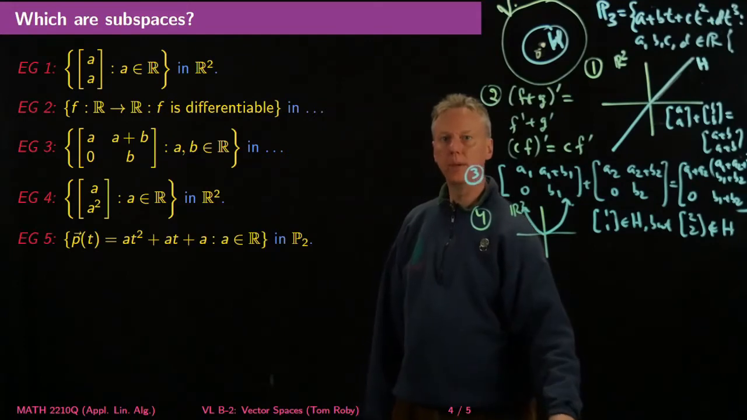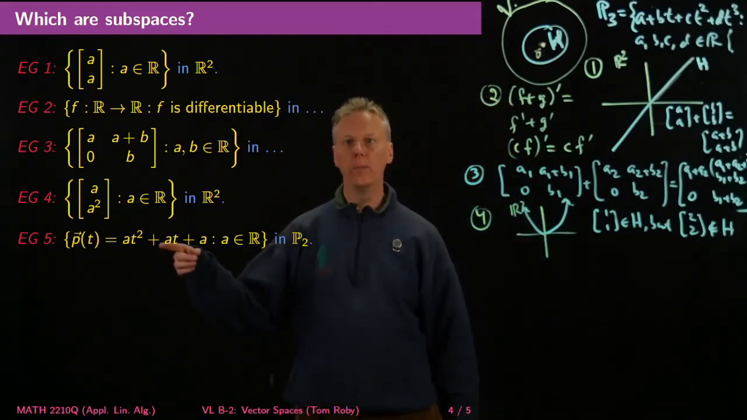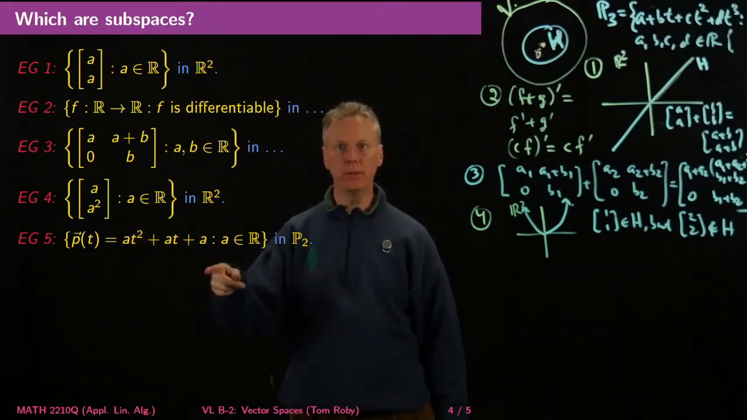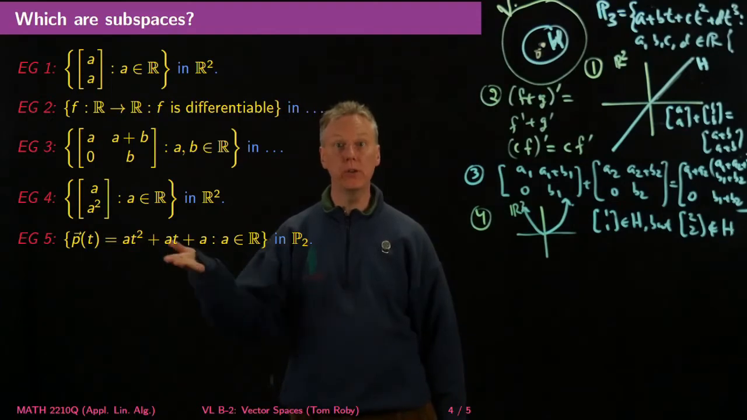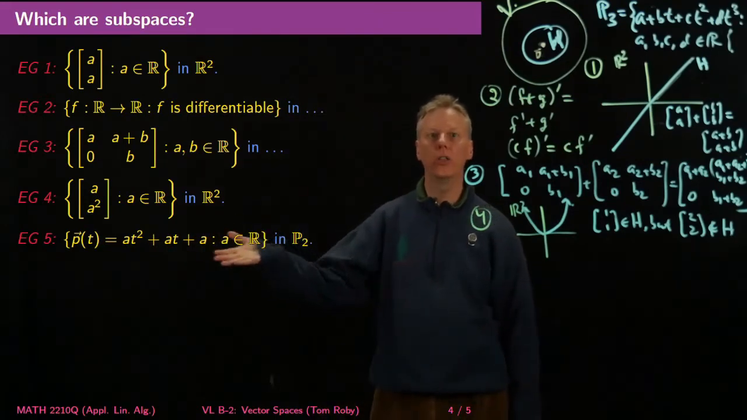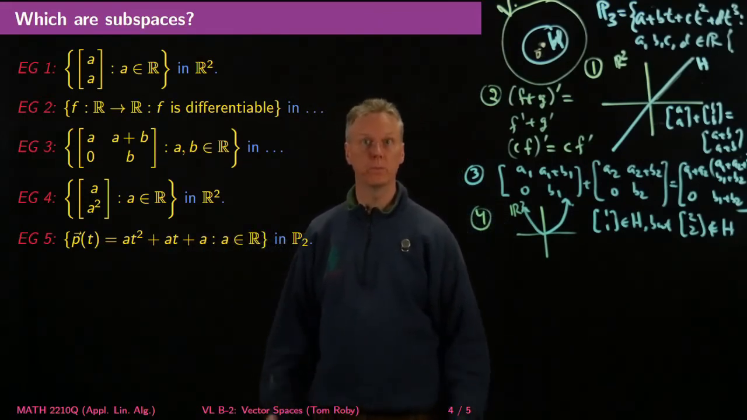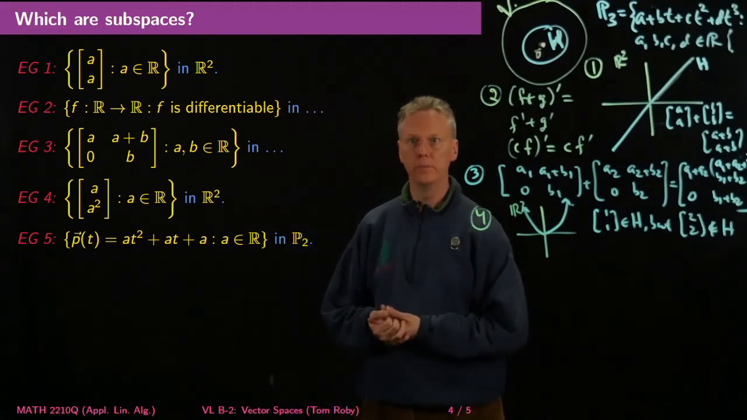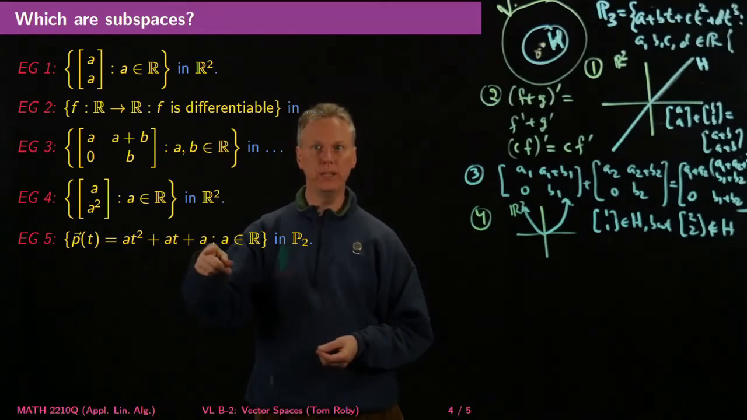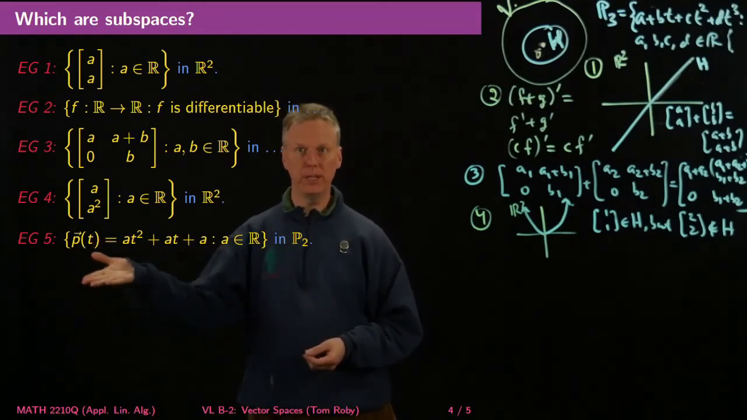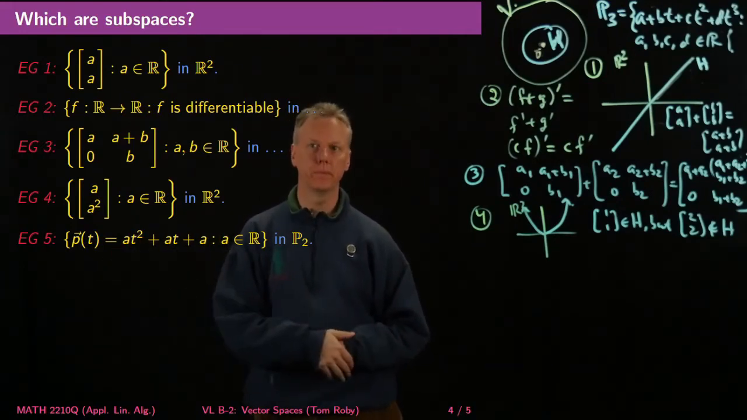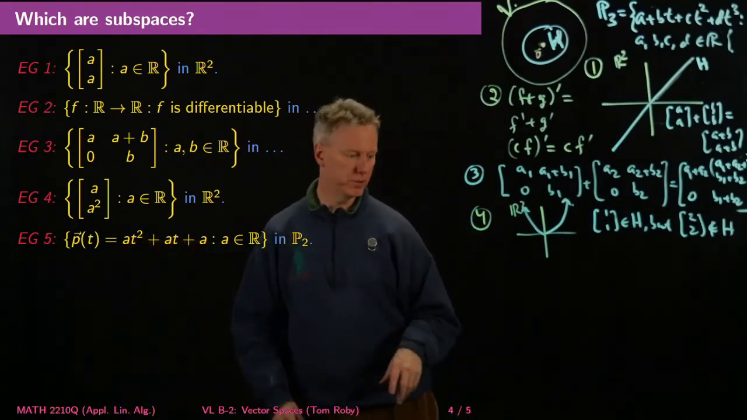All right, example 5. So here are all the polynomials which have the form at squared plus at plus a. So t squared plus t plus 1, or 2t squared plus 2t plus 2, 3t squared plus 3t plus 3, all the things where it's all just one coefficient there. What do you think of that one? Well, if we added something like this to something with bt squared plus bt plus b, then we'd get (a plus b)t squared, (a plus b)t, and a plus b. So it would still be the same coefficient in front of everything. Okay, so it's closed under addition. Similarly for scalar multiplication.